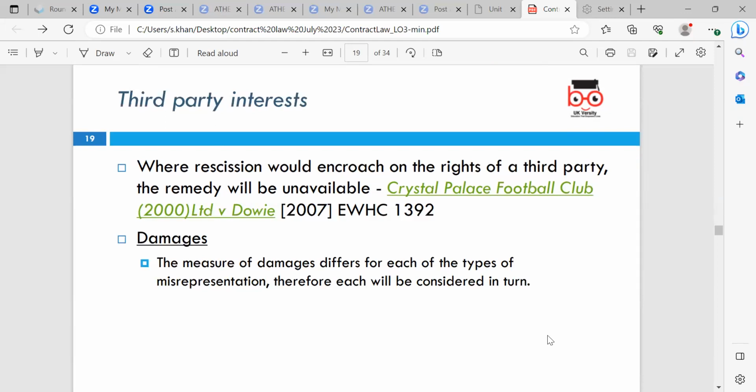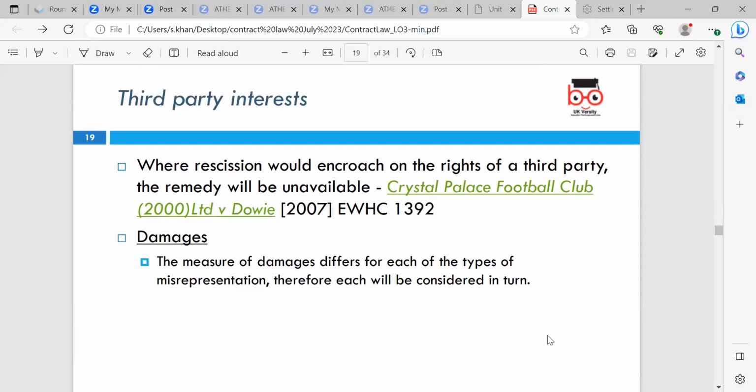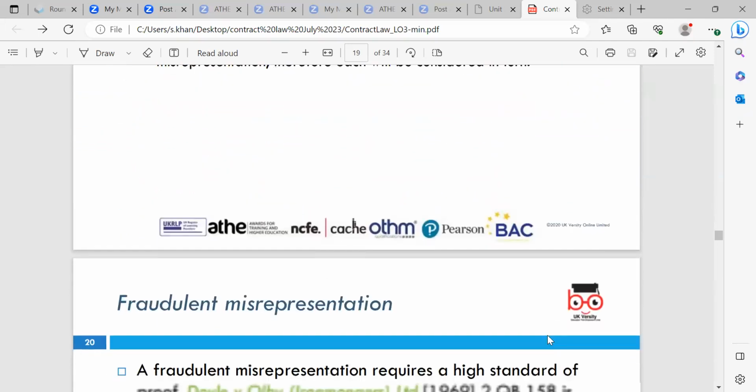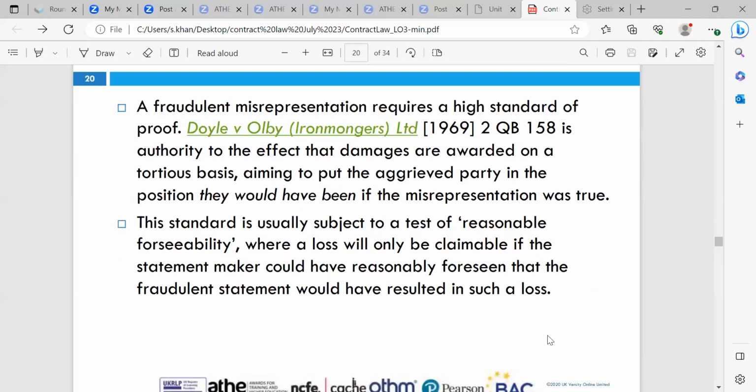Damages. The measure of damages differs for each of the types of misrepresentation. Therefore, each will be considered in turn. So, fraudulent misrepresentation. This requires a high standard of proof, as in the case of Doyle and Olby Ironmongers Limited 1969, is an authority to the effect that damages are awarded on the tortious basis, aiming to put the aggrieved party in the position they would have been if the misrepresentation was true.